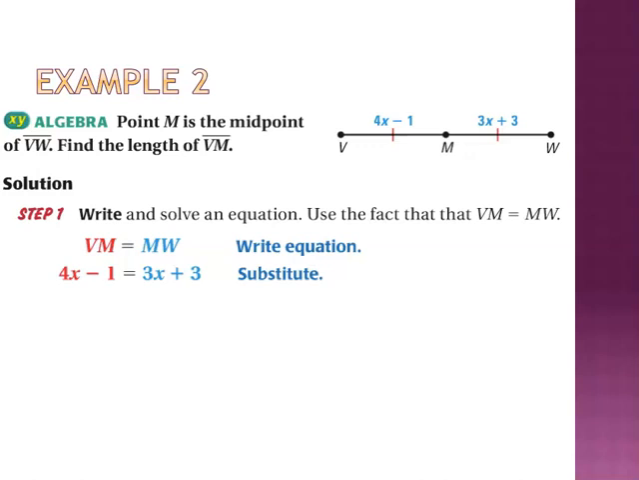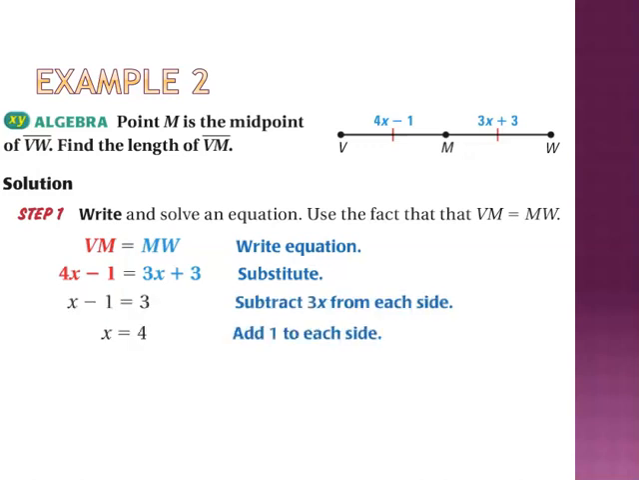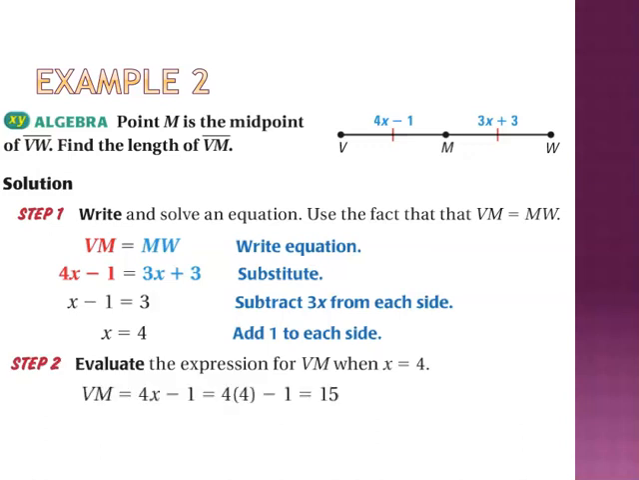Now we can solve for x. So subtracting 3x from both sides, we get x minus 1 equals 3, add 1 to both sides, and we get x equals 4. Now, the question was not asking us to solve for x. It said find the length of VM. So since VM is 4x minus 1, and we solved for x, we can now plug in x equals 4 into the expression 4x minus 1. So this would be 4 times 4 minus 1, which is equal to 15.